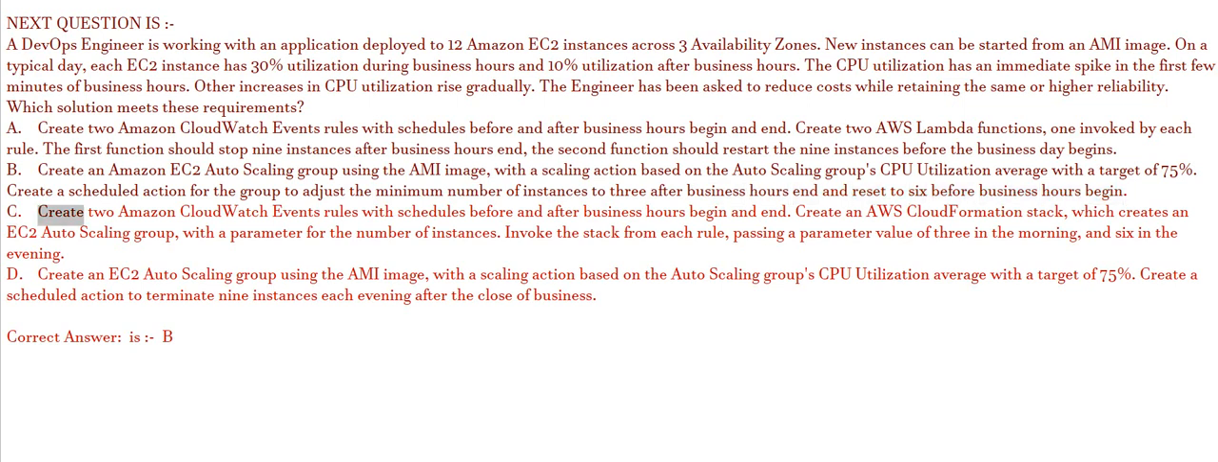C. Create 2 Amazon CloudWatch events rules with schedules before and after business hours begin and end. Create an AWS CloudFormation stack, which creates an EC2 auto-scaling group, with the parameter for the number of instances. Invoke the stack from each rule, passing a parameter value of 3 in the morning, and 6 in the evening.